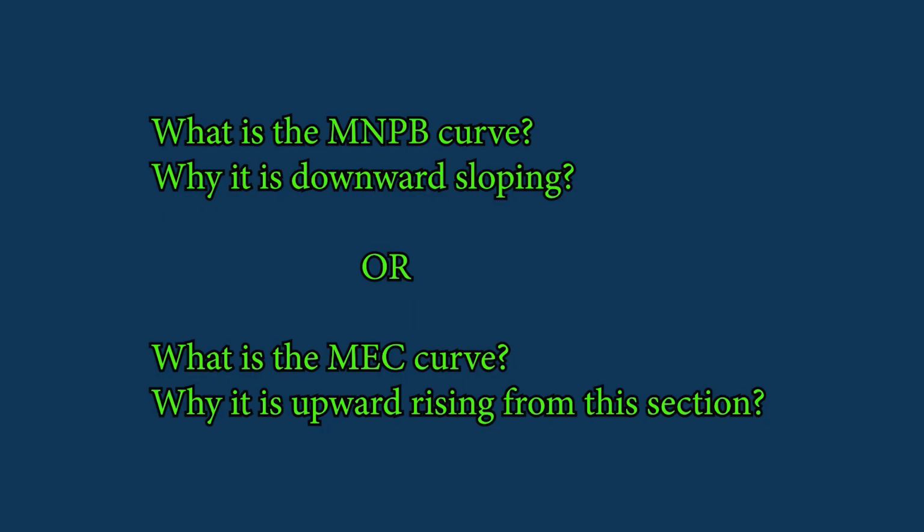So, students, what have we learned from this section? We have learnt about how to find out the optimal level of externality. You can ask this question: what is the MNPB curve, the marginal net private benefit curve, and why is it downward sloping, or what is the MEC curve, the marginal external cost curve, and why is it upward rising, from this section.